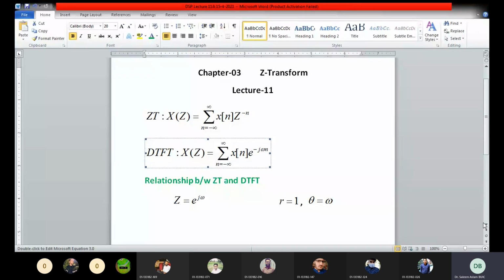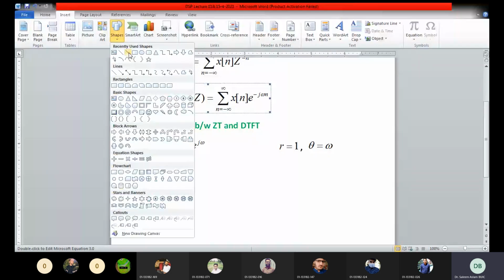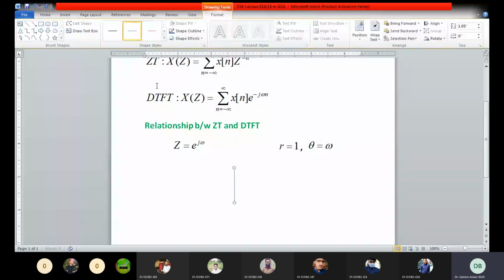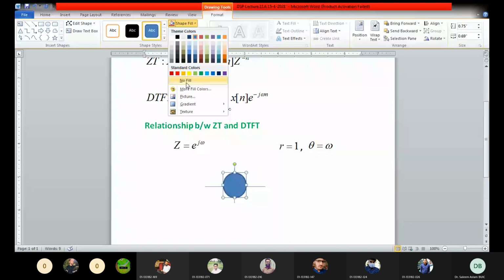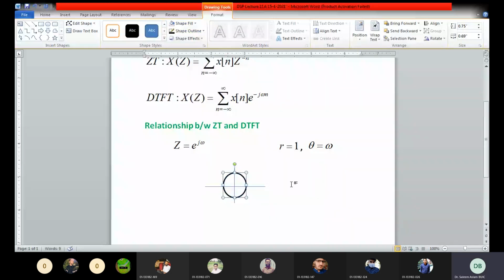If I explain it graphically, I can say that the Z transform is equal to the Fourier transform at r equal to 1, and for r equal to 1 we use the term unit circle. I wonder whether you have studied unit circle earlier in your classes or not. Are you familiar with the term unit circle? Let me zoom it.